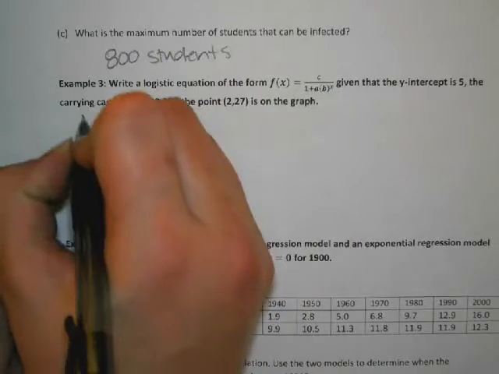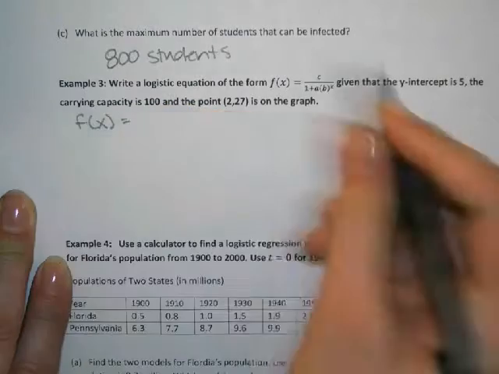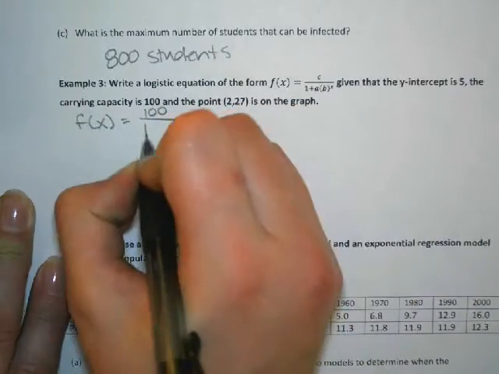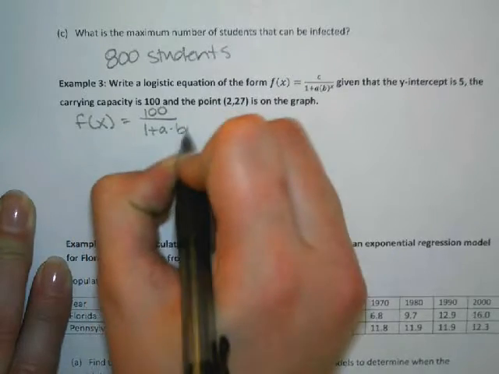f of x equals, plugging 100 in for c, so we've got 100 over 1 plus a times b to the x.